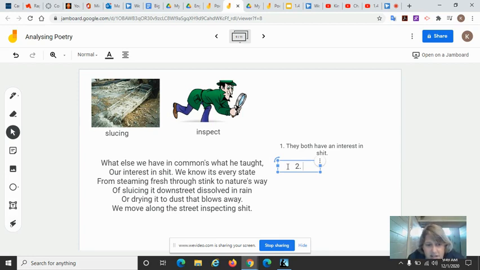Okay, we know it's every state from steaming fresh through stink to nature's way of sluicing it down street, dissolved in rain, or drying it to dust that blows it away. Okay, so both have seen many forms of shit.